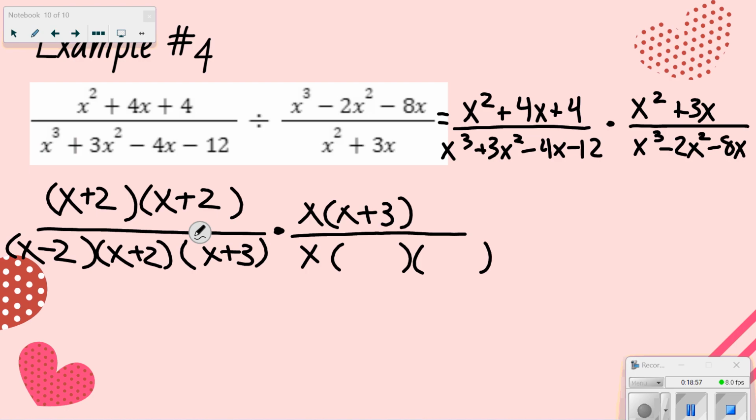Which brings us to our second fraction. That numerator would factor into x times x plus 3. And what about our denominator? We have a GCF of x, and then what were the other factors?